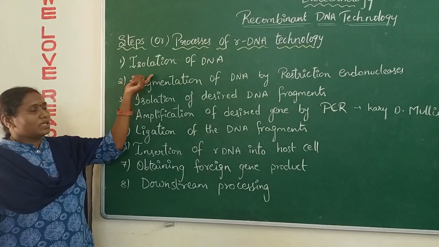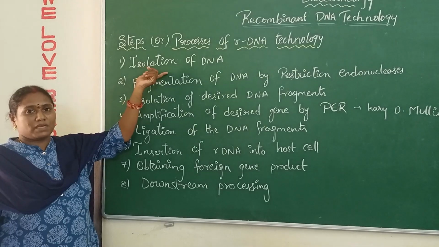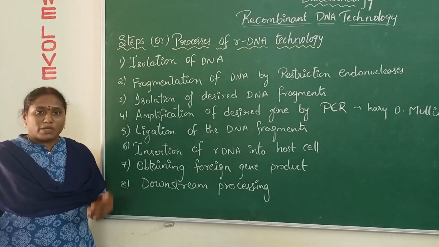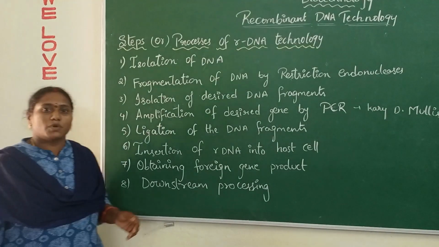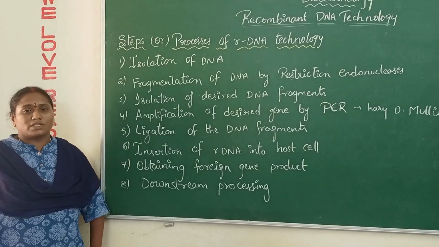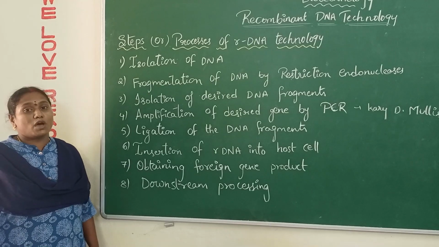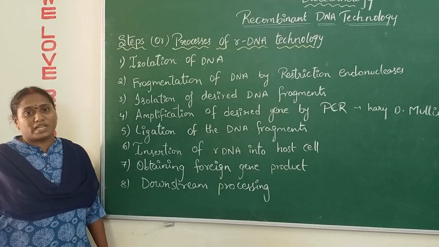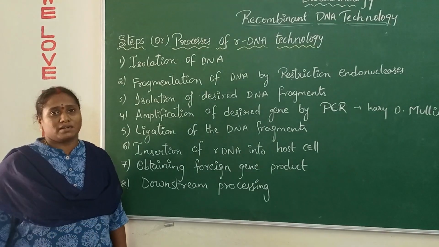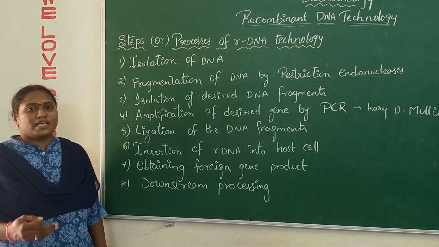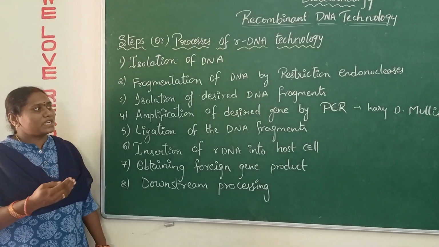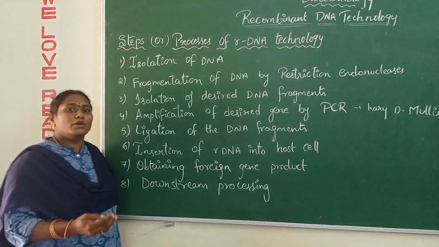So isolation of DNA is where we remove the DNA from other cell organelles and cell products by using enzymes like lysozyme, cellulase, proteases, etc. Now the second one is fragmentation of DNA by using restriction endonucleases. We all know that restriction endonucleases are very important enzymes. We studied in the tools of rDNA technology in the previous class that restriction enzymes cut the DNA into different fragments at a particular size. So fragmentation of DNA is done by restriction endonucleases.